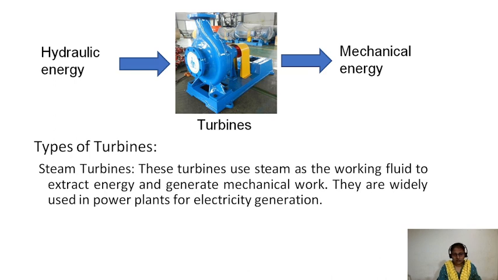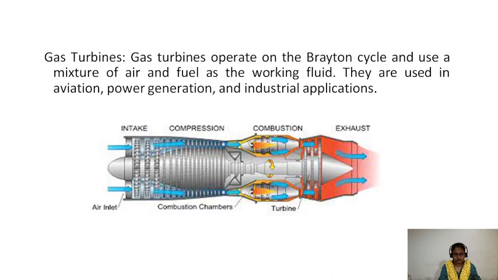There are different types of turbines. First being steam turbine. These are the turbines which use steam as the working fluid. The energy of the steam is transferred to the mechanical parts to generate mechanical work. They are widely used in power plants for electricity generation. Coming to the gas turbines. Gas turbines operate on the principle of the Brayton cycle, and they use a mixture of air and fuel as the working fluid. They are used mostly in aviation, power generation, and many other industrial applications.